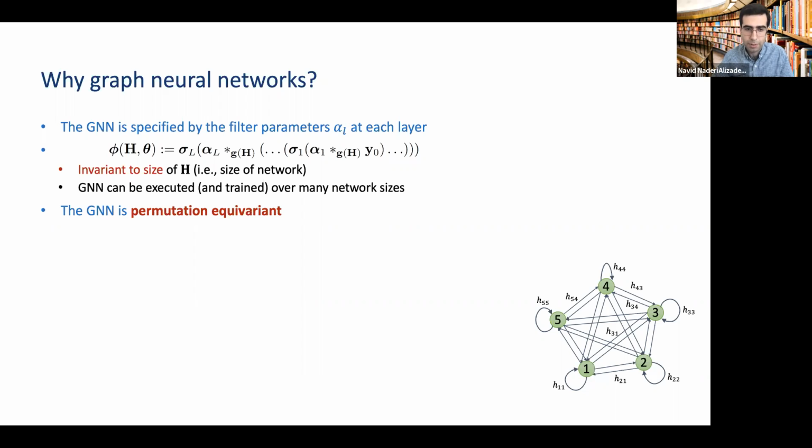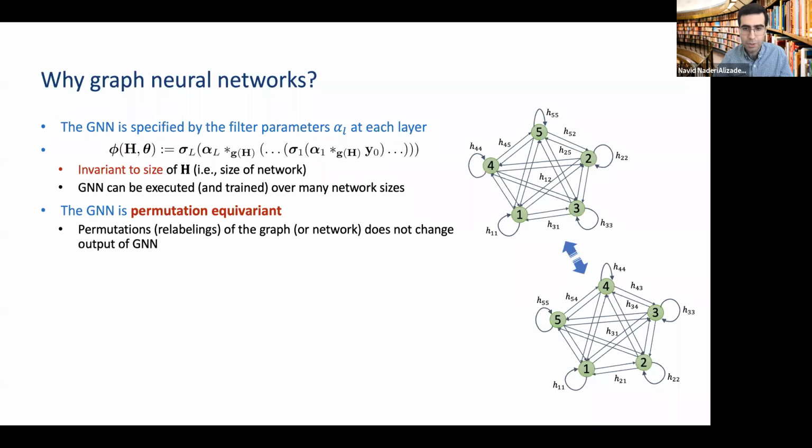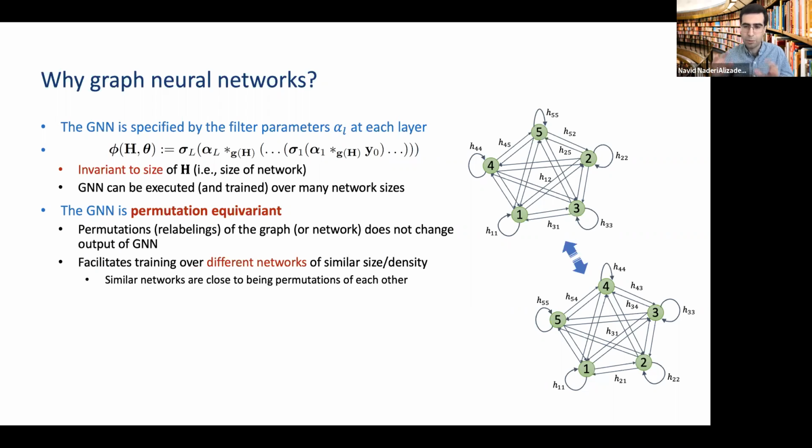And second, and also very importantly, it's permutation equivariant. So if you permute the nodes of the graph and also the adjacency matrix of the graph, then at the output of the GNN you also get a permuted version of the power control levels. This is really helpful in terms of training efficiency and sample complexity, because if you look at two networks that may appear different to you, they may really be very close to permutations of each other. And of course, we have graph isomorphism and so on.